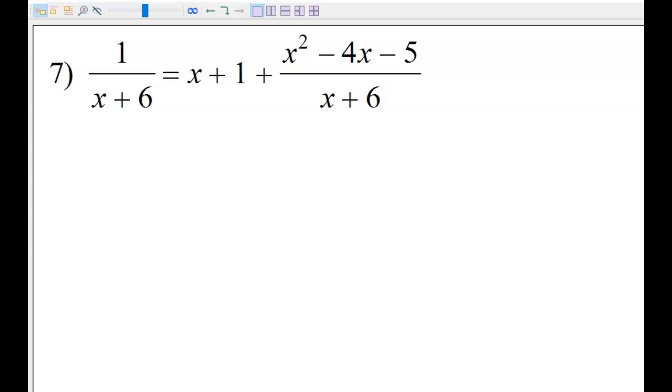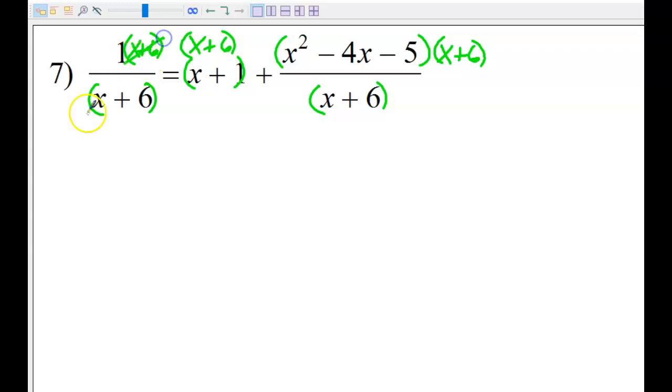Well, let's go ahead and do another one here. In this case, I don't need to factor the bottoms because you can't factor the bottoms. But I am going to put my binomials into parentheses here, and my trinomials too. Okay, so we want to multiply everything by the denominator of x plus 6.